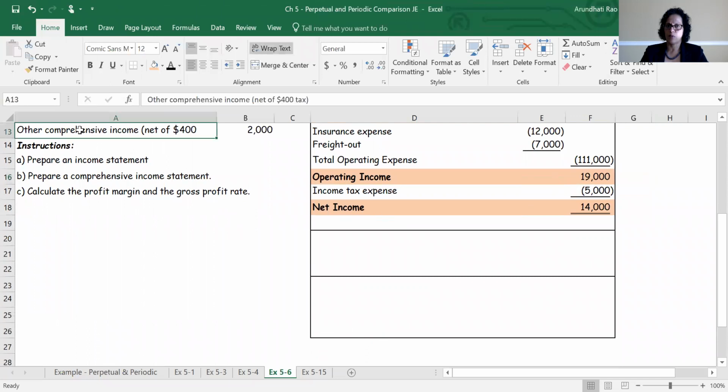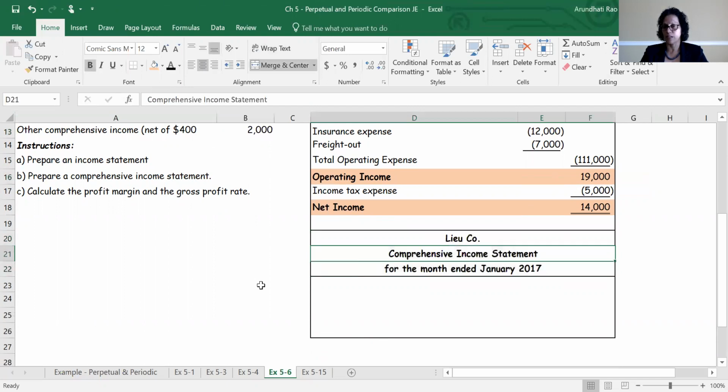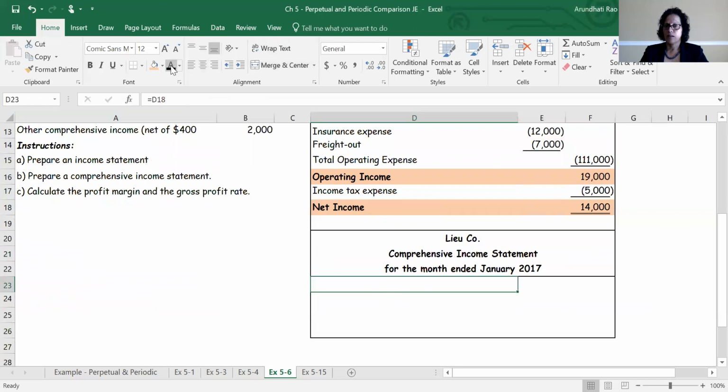Remember, we had this other comprehensive income, which is net of $4,000 in taxes. So we first start out with the header. The header is very similar to what we had for the income statement, except that we call it comprehensive income statement. The starting point over here is the net income number from this previous statement. So it's really a continuation of the income statement.